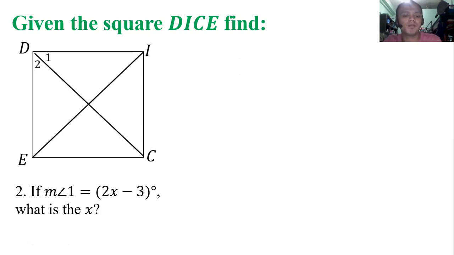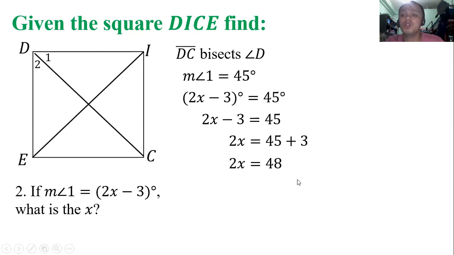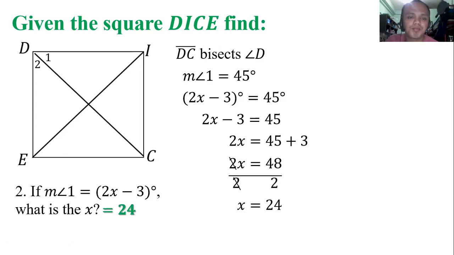Okay? Next, if measure of angle 1 is 2x minus 3 degrees, what is x? Again, DC bisects angle D, and your measure of angle 1 here is 45 degrees. Automatic yon. Now, substitute your measure of angle 1 to its given here. Now, 2x minus 3 degrees. Remove natin degree symbols. Transpose negative 3 to the other side. We have 2x equal to 45 plus 3. 45 plus 3 is equal to 48. Then divide both sides by 2. Cancel this out. Then we have x equal to 48 divided by 2. We have 24. Okay? That's it.